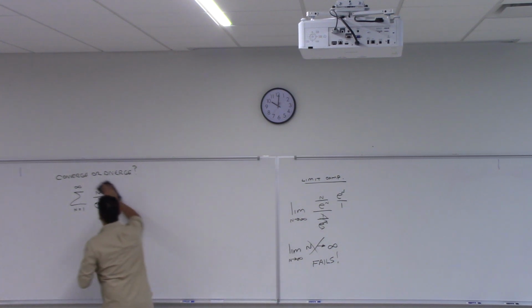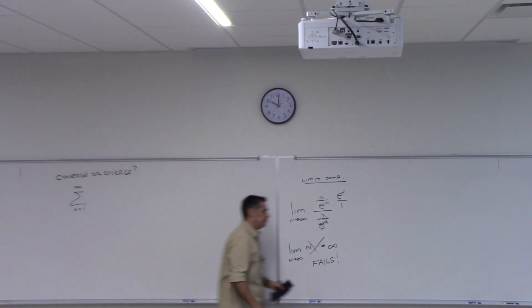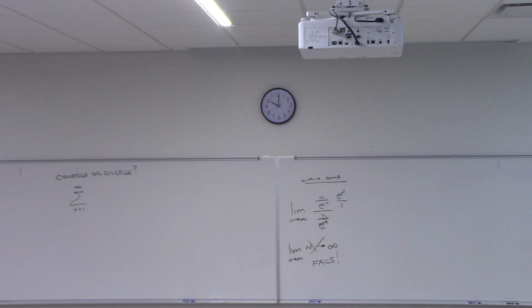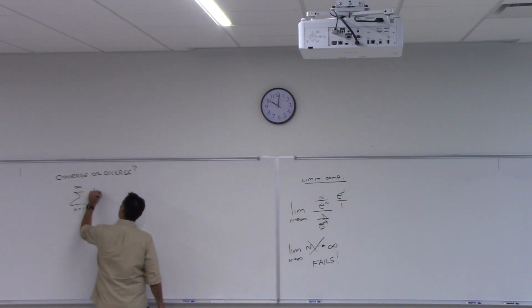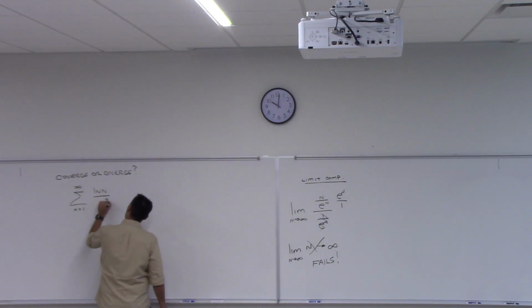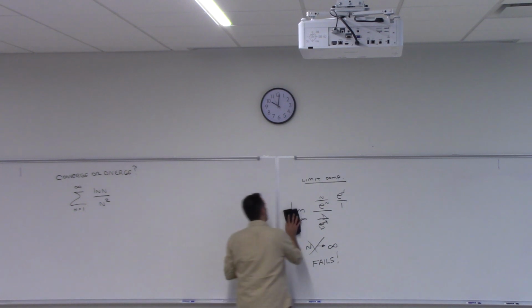All right, let's look at one more example. Natural log n over n squared. This is a similar problem to the one we just did.